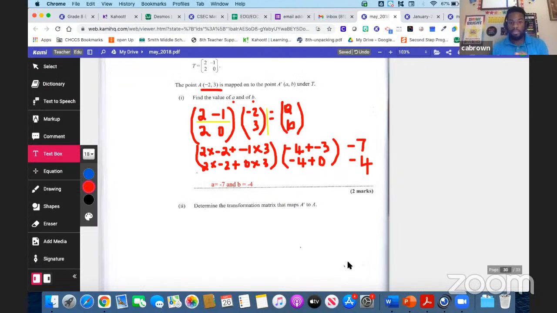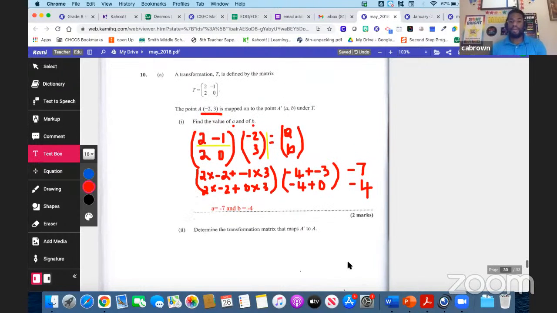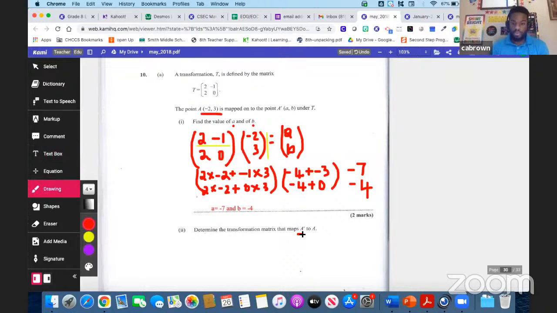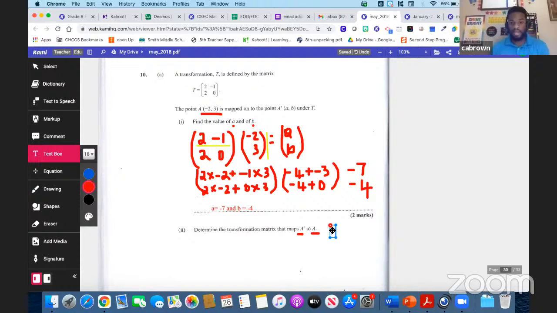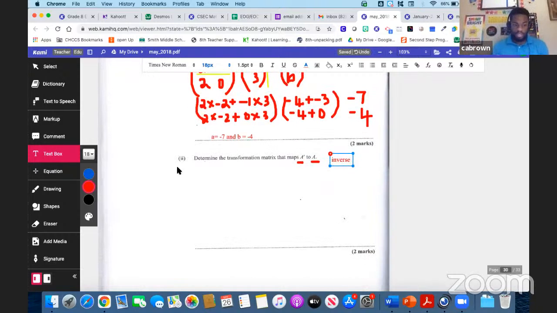The second part says determine the transformation matrix that maps A prime onto A. A prime refers to the image, and A refers to the original. So in truth and in fact, it's asking you to do the reverse. And the terminology that is used whenever you're doing the reverse, the opposite, in matrices, or of course in mathematics, is basically asking you to find the inverse of the matrix. So we're actually being asked to find the inverse because we were given the image and we're asked to go back to the original. How do we find the inverse in a matrix?